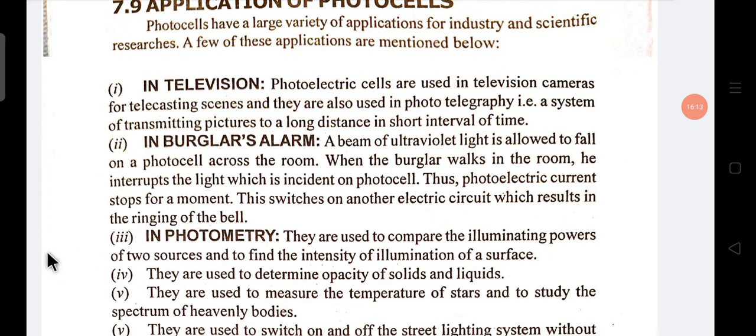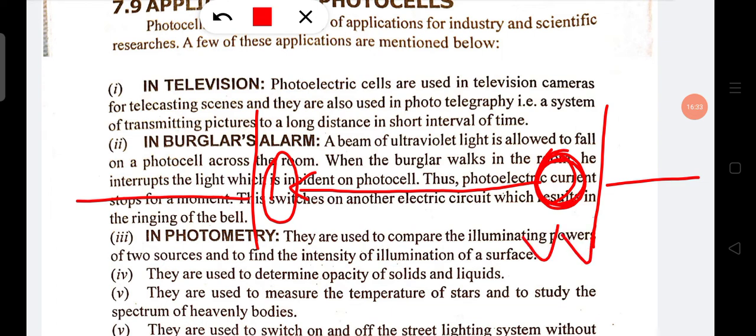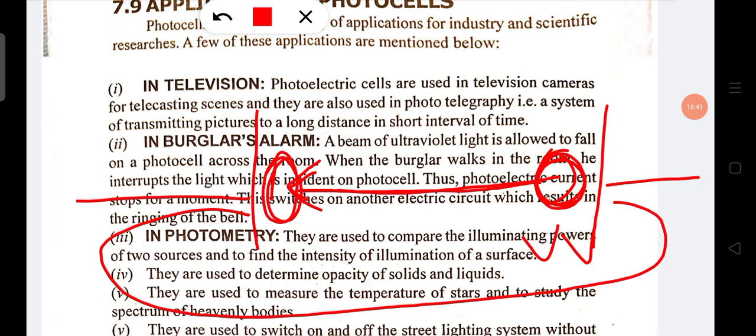That means here, what happens is there is a photocell, and ultraviolet light is always incident on it. Let's say this is a room and this is the door. In the door we use this concept: one UV light is there, and one photocell is there. The UV light is always incident on the photocell, so we get a current from the photocell and the circuit is continuous.